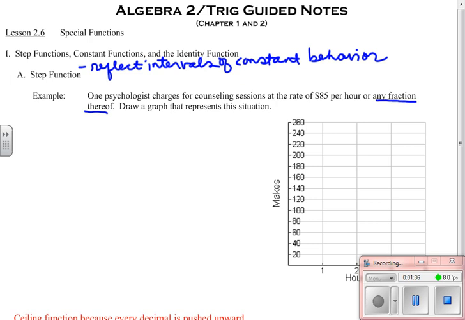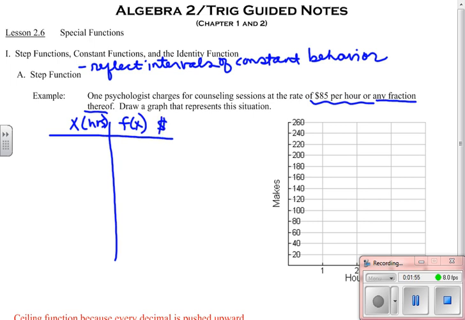So here we're going to talk about the psychologist who charges for counseling sessions at the rate of $85 per hour or any fraction thereof. So if you think about X, which is our hours, and our function, which is the money. And so if you are there from 0 hour, because you can't pay, up to and including 1 hour, you get charged $85 for any portion of that time.